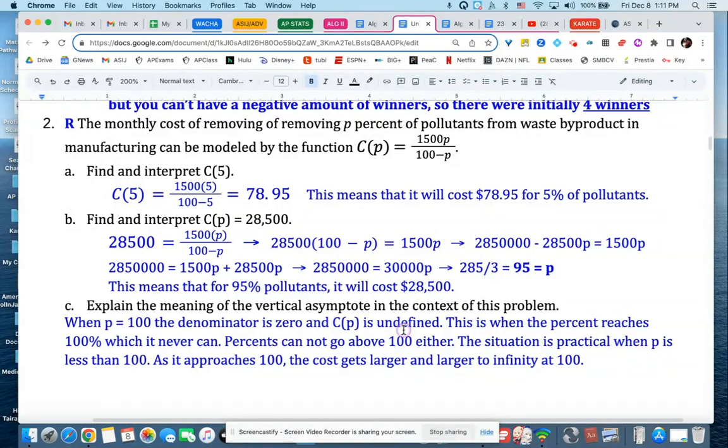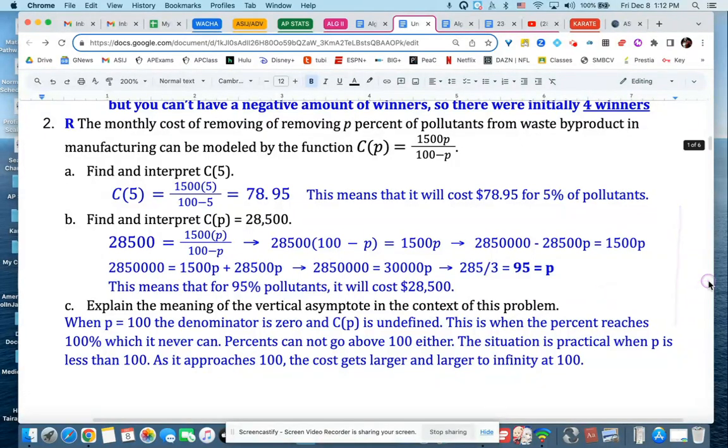Now, what does that mean in context? If I have P of 100, well, remember, P is the percent of the pollutants. So if I have 100, that means 100% of the waste byproduct is pollutant, the whole thing, pure pollutant, nothing else in there. So that's like, if you think about it, it's kind of maxed out, right? It's like 100% of it is pollutant. I can't go more than that. So I'm not really going to be able to go like more than 120%.